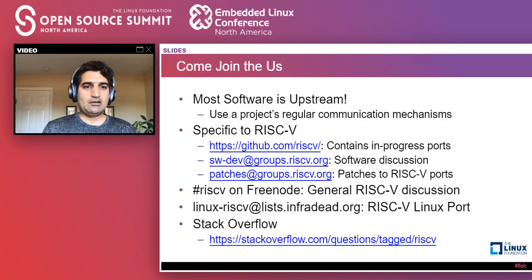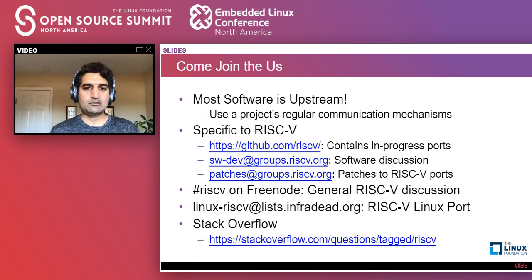So as you can see, there is the upstream-first strategy that RISC-V communities follow in general. The out-of-tree support remains when it is under heavy development, but effort is always put in place so they show up as upstream supported targets. That's the mantra the community has always been following. So most of the software is upstream. If you want to participate in any of those communities we talked about, you can use the project's regular communication mechanisms. There are no specific RISC-V out-of-tree ports, and regular channels would be sufficient.